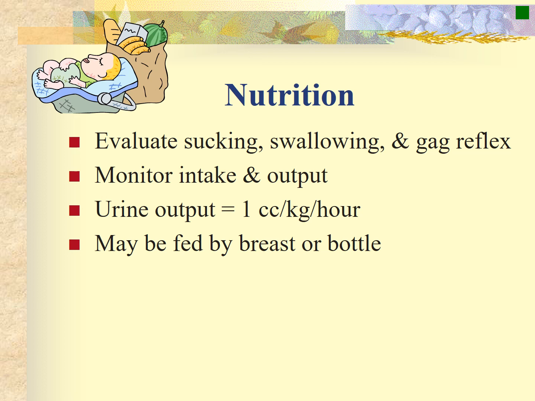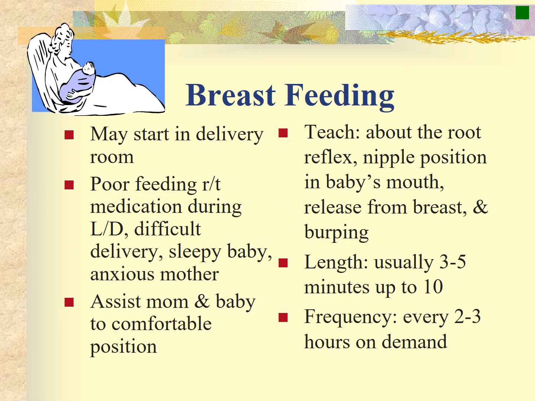Urine output should be about 1 cc per kilogram per hour, basically 3 or 4 diapers a day until they go home, and then it's like 100 billion. And they may be fed by breast or bottle. All right, 100 billion is an exaggeration, but you get the drift.